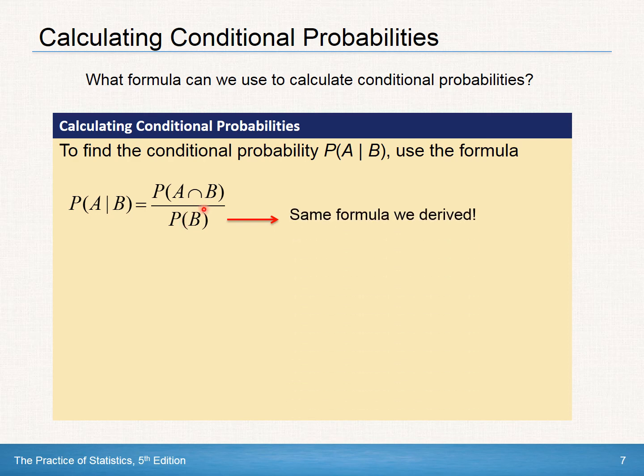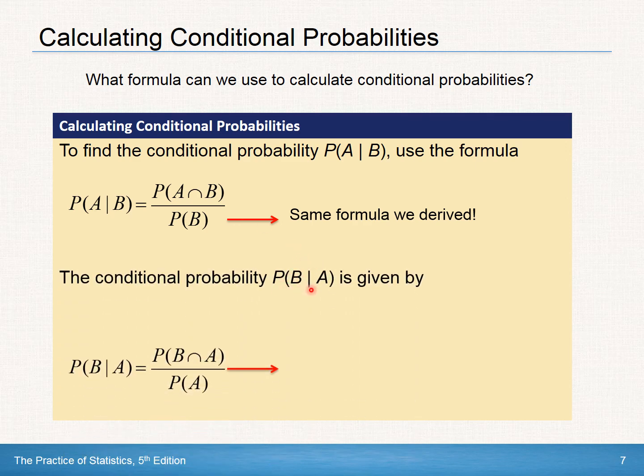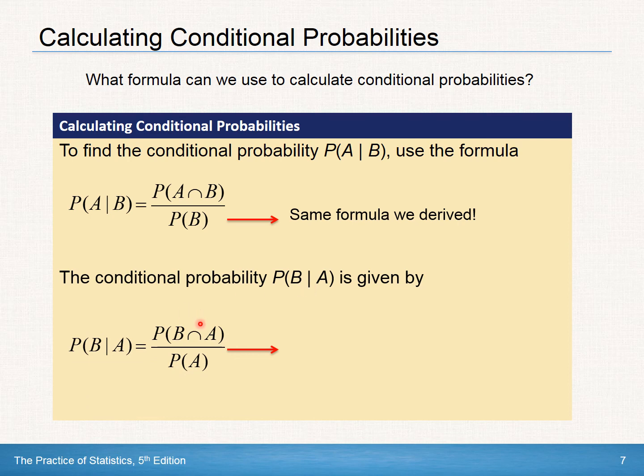So this is the same formula that we derived on the previous page. So what happens if we have the probability of B given A? All right, it's the exact same formula. The numerator is still the probability of both occurring, all divided by the probability that was given. So in this case, what was given, A was given.